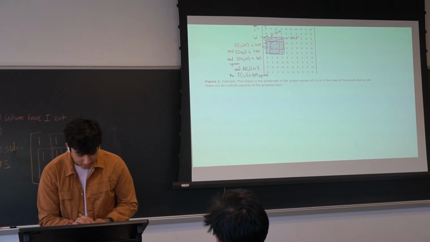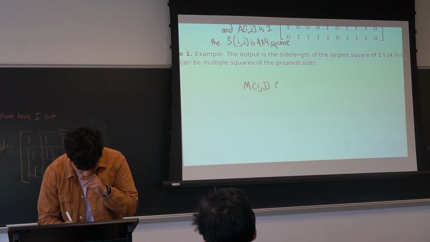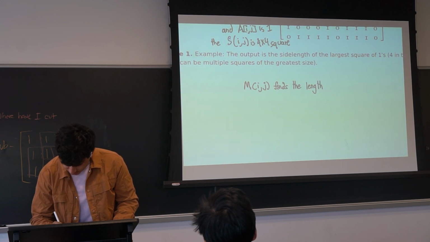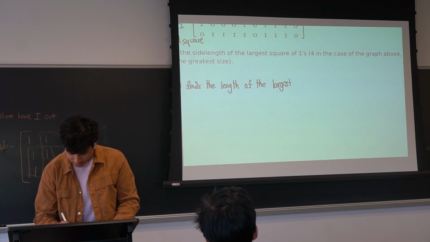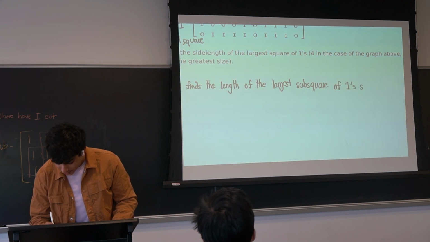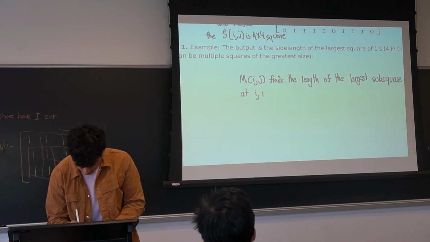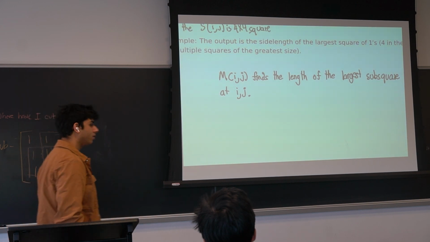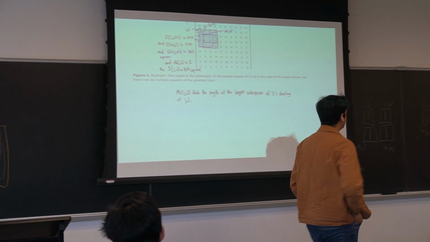So we'll say M of ij gives you, or finds, the length of the largest subsquare of 1's starting at ij. So M of ij finds the length of the largest subsquare of 1. Yeah. Okay, what if you have 0, 0, 1, 1?